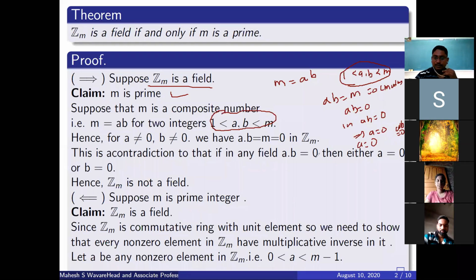This condition is not satisfied, which means a contradiction arose. So whatever we assumed, that the number is composite, is totally wrong. Number m has to be prime. So I think this is what we have discussed in the previous or starting class also. Yes, it was in the slide. So I explained it.